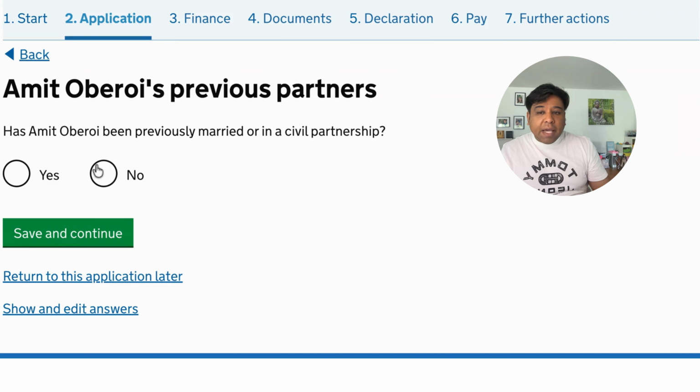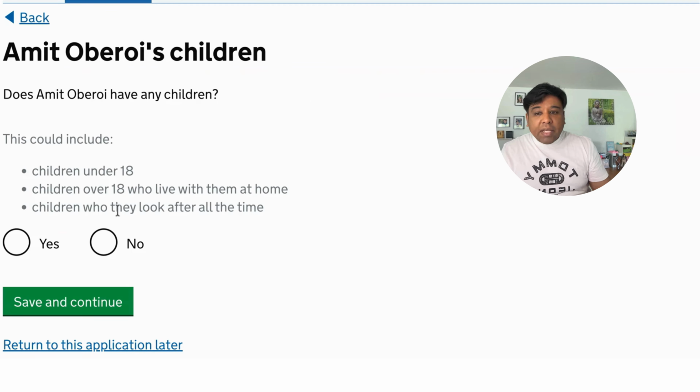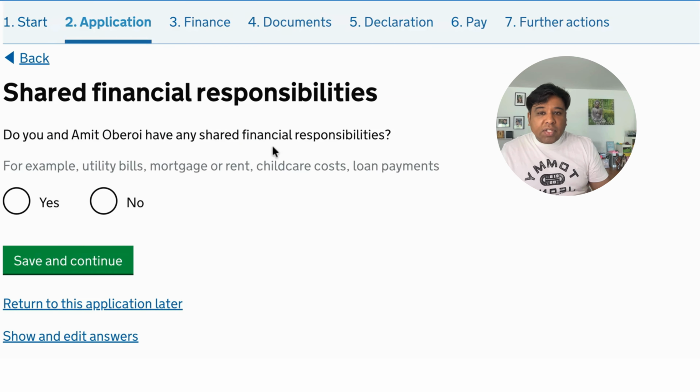Has Amit been previously married? If he was married, the answer would be yes. If not, the answer is no. Does Amit have any other children? The answer is no. Do you and Amit have shared financial responsibilities?